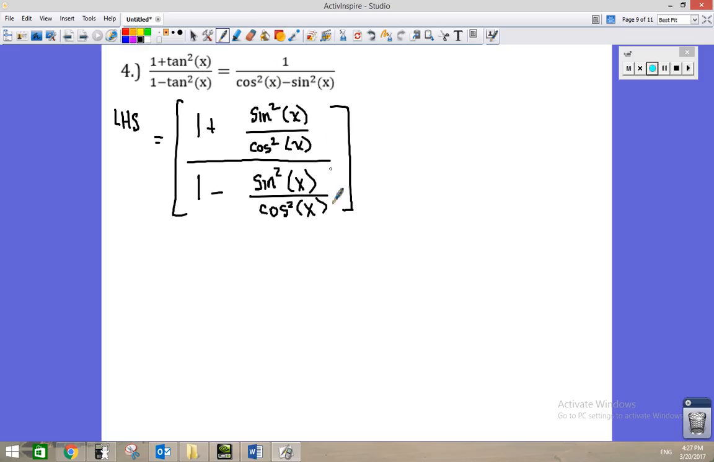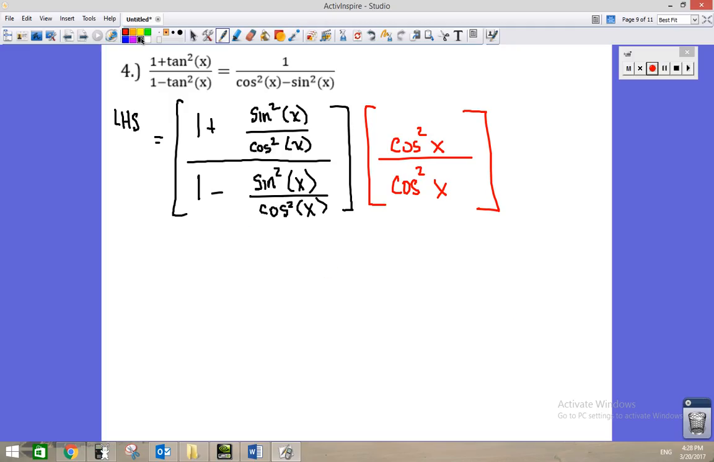All right, now it's a complex fraction, and I don't really want a complex fraction. Over here, it's not a complex fraction. Let's multiply by the number 1, but let's be clever in how we write 1. Look at this denominator. It has the same denominator down here. So why not multiply this by cosine squared of x over cosine squared of x?